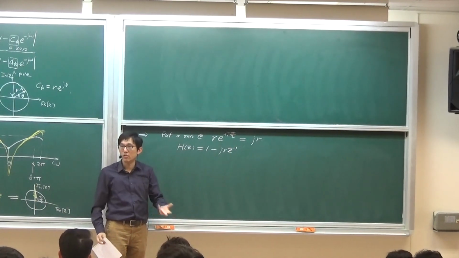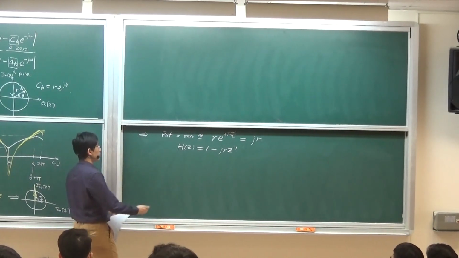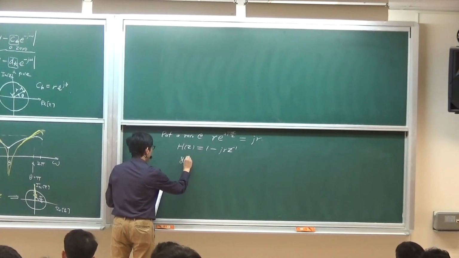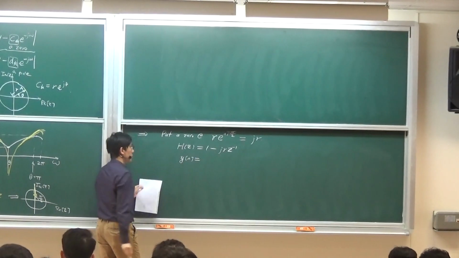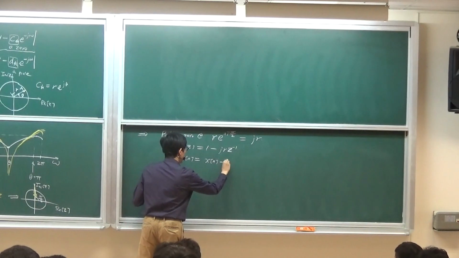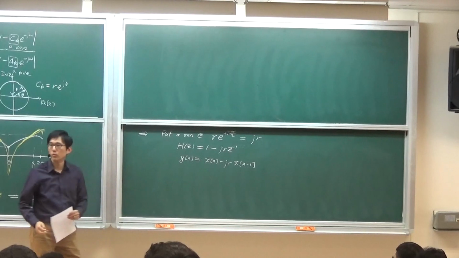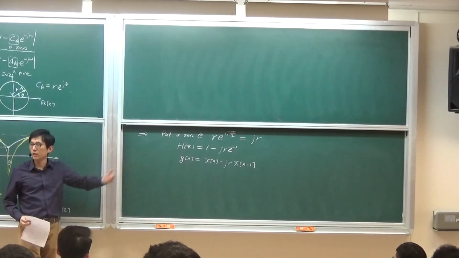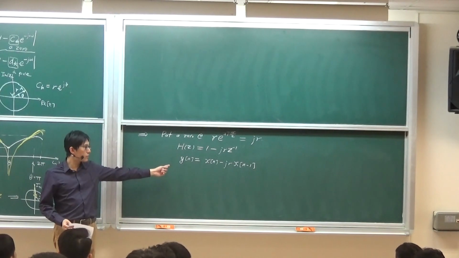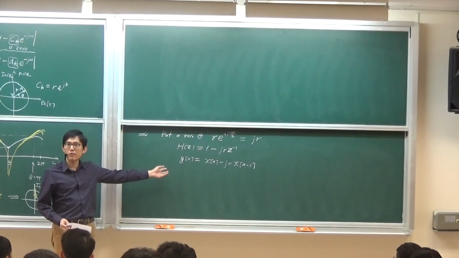r could be a parameter that you can adjust. So far, so good? So what is the corresponding difference equation? The corresponding difference equation becomes y of n equals x of n minus j r x of n minus 1. That's the answer I want you to come up with. Okay? So that's actually pretty easy. But there is a problem, some kind of undesired property in this difference equation. Do you notice something undesired?